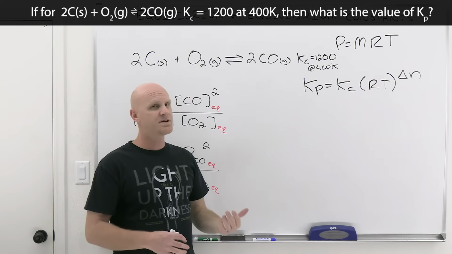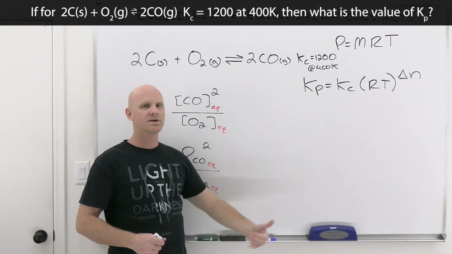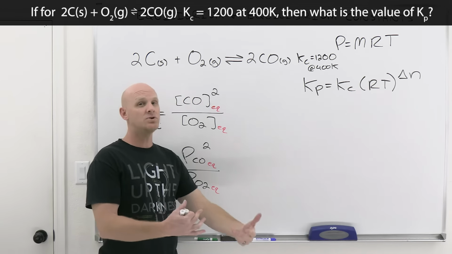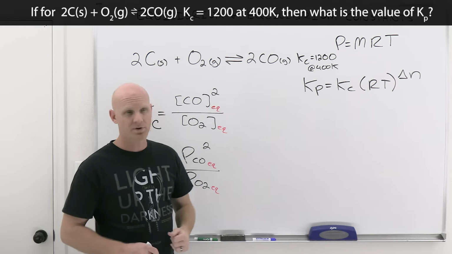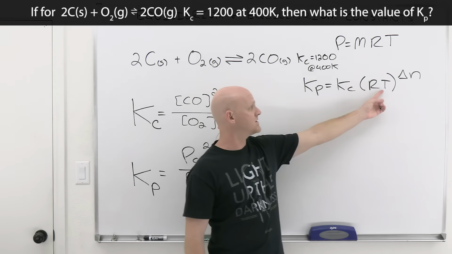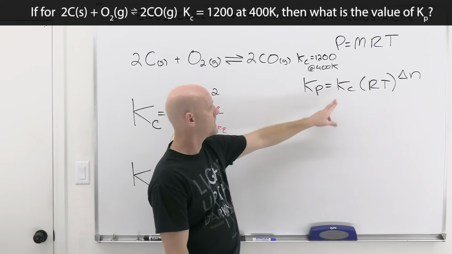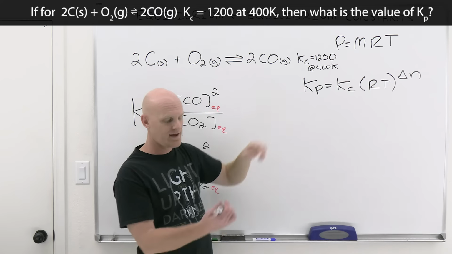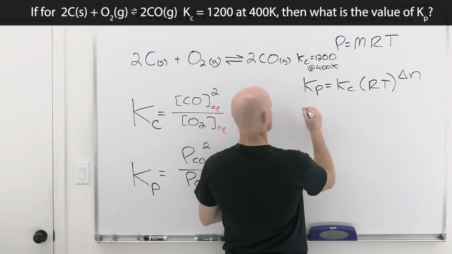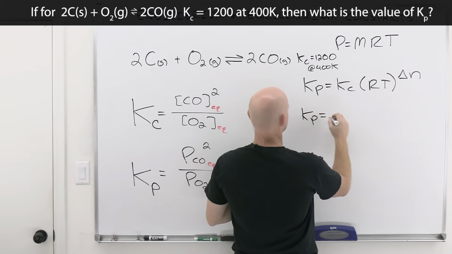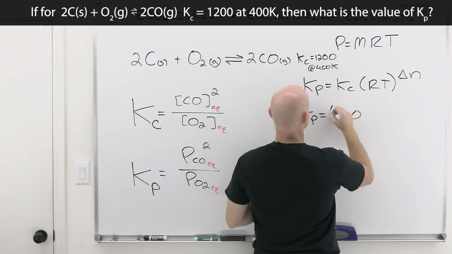And just keep in mind that the temperature is not necessarily going to be used in every calculation you see. It's just proper to give you a temperature for which that equilibrium constant applies. But in this case, we're definitely going to use that temperature as part of this. So we're given Kc, we're being asked to find Kp. Let's do some plugging and chugging here. So we've got Kp equals 1200.